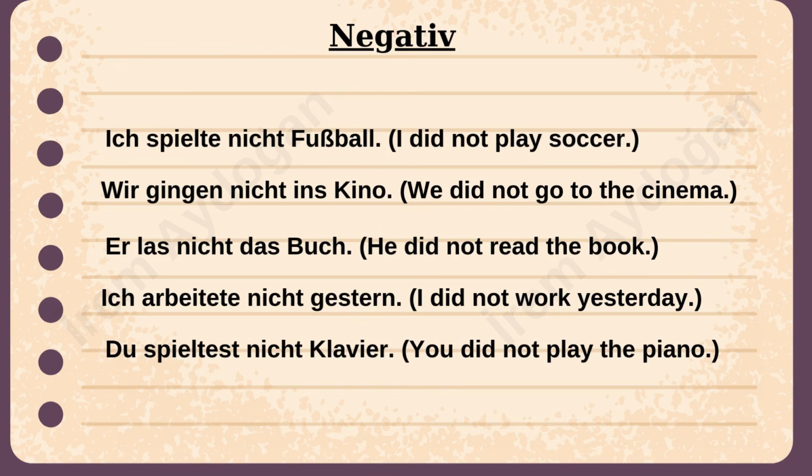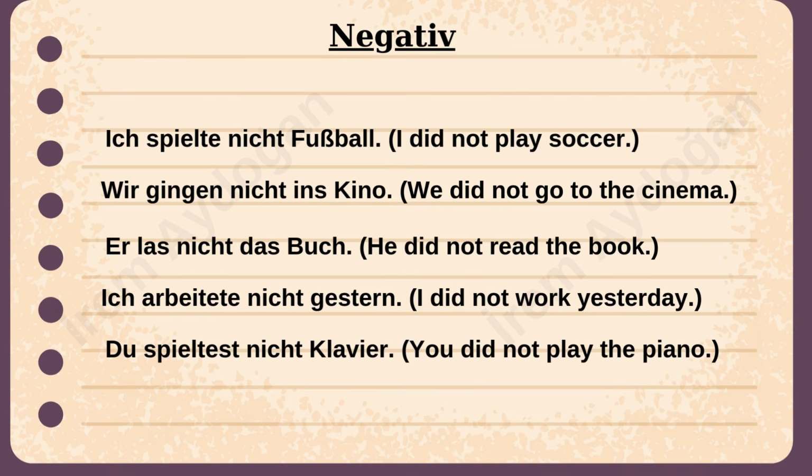Let's check the negative and question form in Präteritum tense. First, we're gonna start with negative. How can I make negative sentences? If we wanna have negative sentences, we need nicht or kein. I have examples here, irregular and regular verbs. Ich spielte nicht Fußball. I didn't play soccer, football.